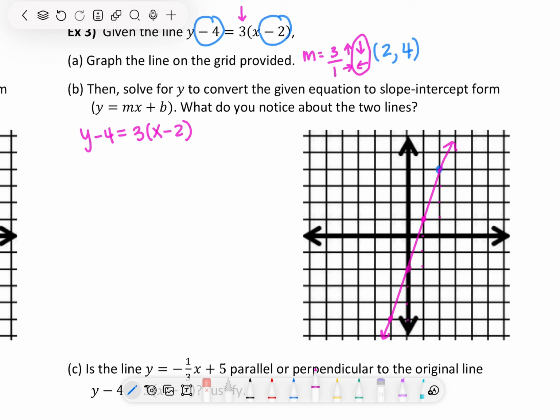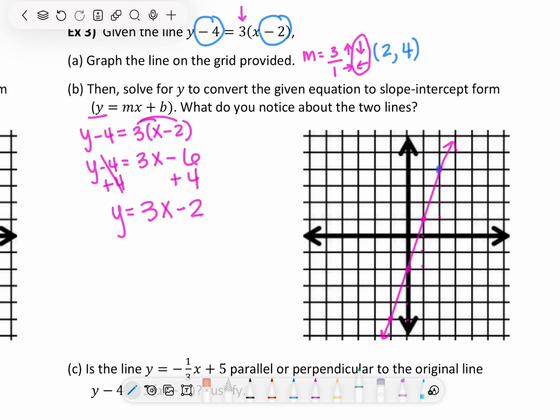Okay, so we have y minus 4 equals 3. Since we have parentheses, we want to distribute first. So let's distribute that 3. So y minus 4 equals 3 times x minus 3 times 2. So 3x minus 6. And then what we can do to get y by itself so it looks like y equals mx plus b is we can add 4 to both sides. Now, because it's a constant 4, you want to add it to the -6, not to the 3x. Now we're going to have y equals 3x minus 2. And then it wants us to graph that line.